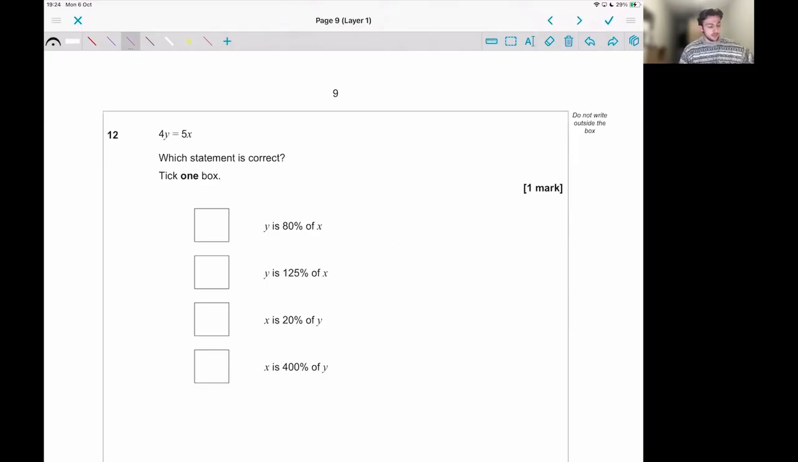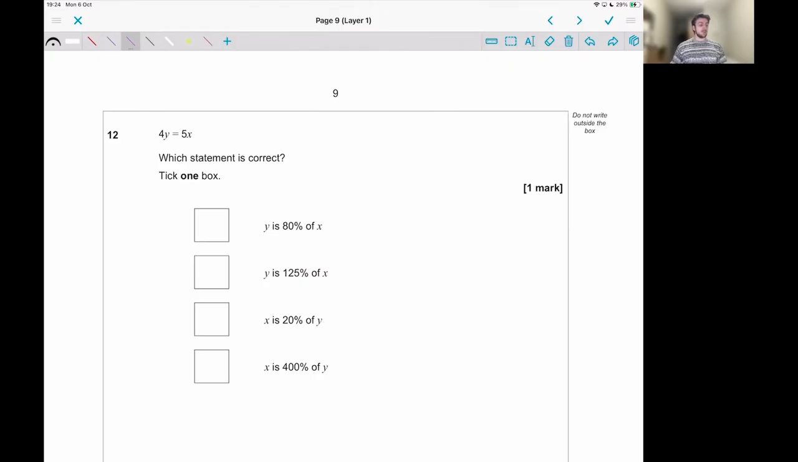Next question. Question 12. So we've got 4y equals 5x. There's a statement that they're telling us is true. 4y is 5x. Now they want us to use this statement to figure out which of the following statements is true. Is y 80% of x, 125% of x, 20% of y? Is x 20% of y, or is x 400% of y?